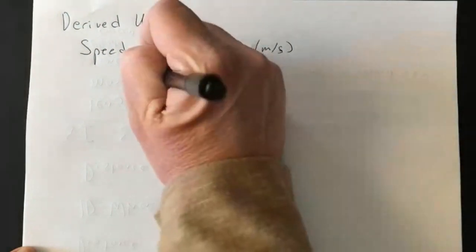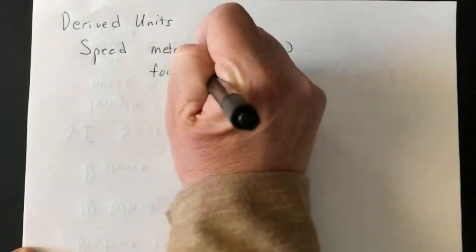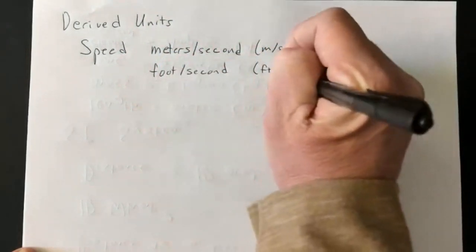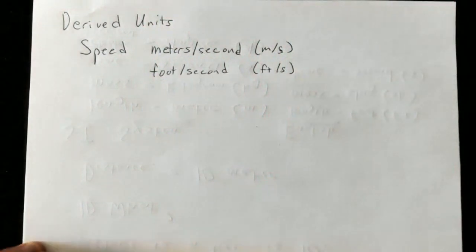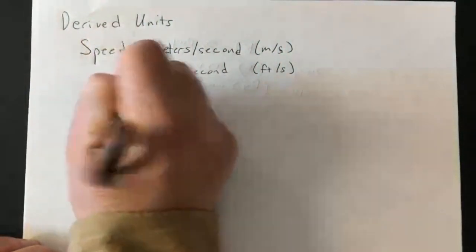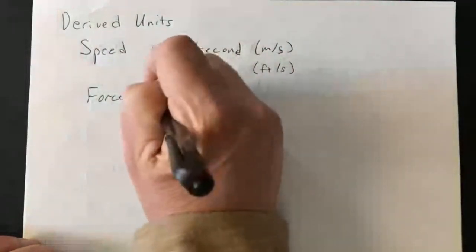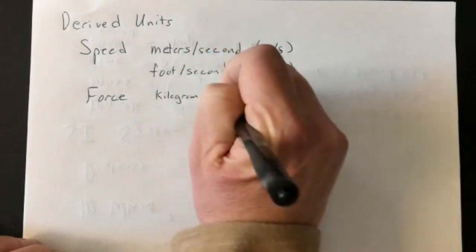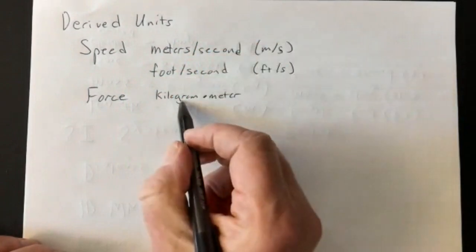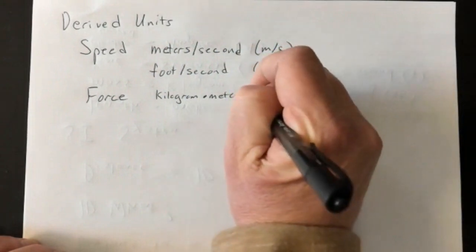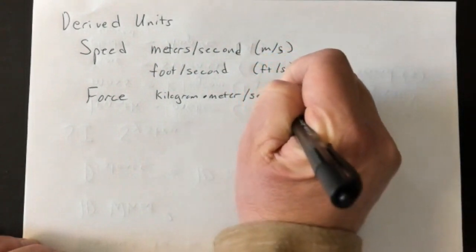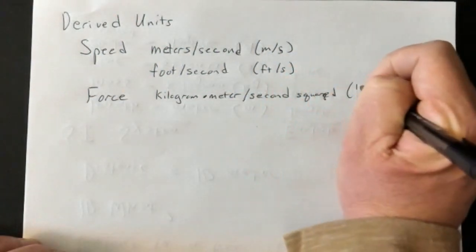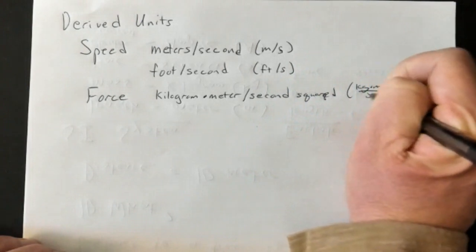In the English system, that would be a foot per second, which is a foot divided by a second, by the way. But there are other units as well. For instance, the unit of force in the SI system is a kilogram times a meter, referred to as a kilogram meter per second squared, which would be abbreviated like this.